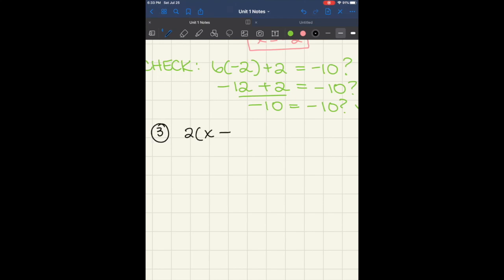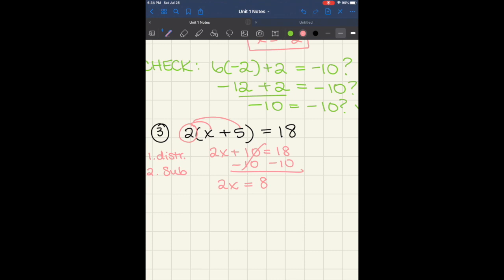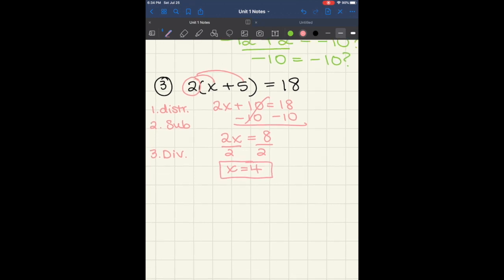So the next one, we've got 2 times x plus 5 equals 18. First step here is going to be to distribute that 2. So that gives us 2x plus 10 equals 18. Then we subtract 10 from both sides to get 2x equals 8. Then we divide both sides by 2. So we are going in reverse PEMDAS order. Then we check our answer by plugging 4 back in. So it's 2 times 4 plus 5 equals 18. So that becomes 2 times 9, which equals 18.